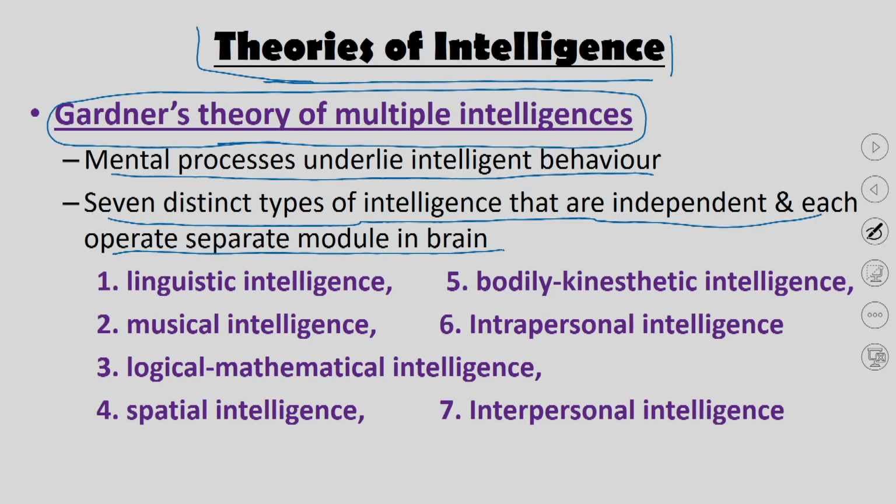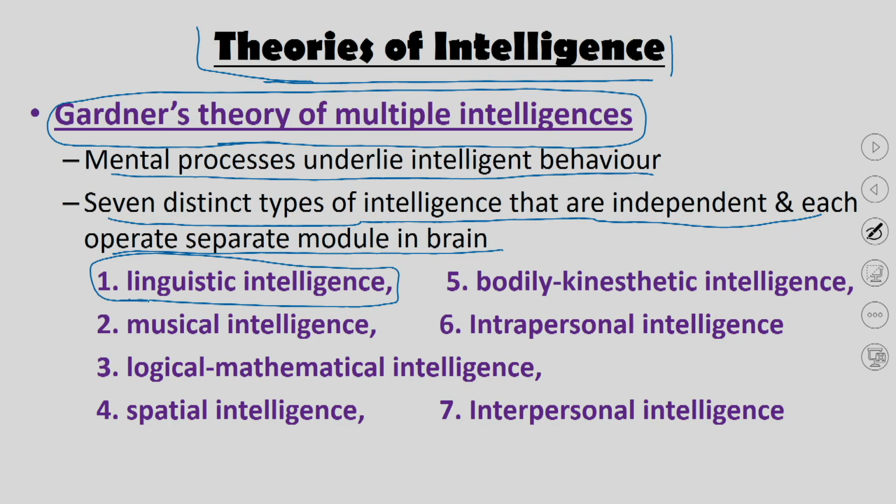And so, what he says is that any person may have all of these modules or may not have some of the modules, but at least one of the modules has to be present in most people. And he defines the 7 modules, starting with linguistic intelligence. So, the first type of intelligence that Thurston defines is called linguistic intelligence.